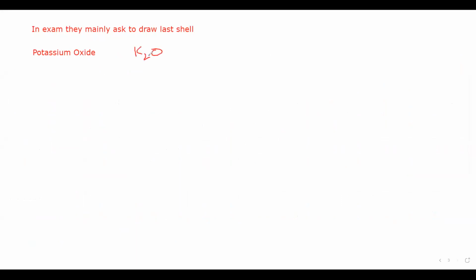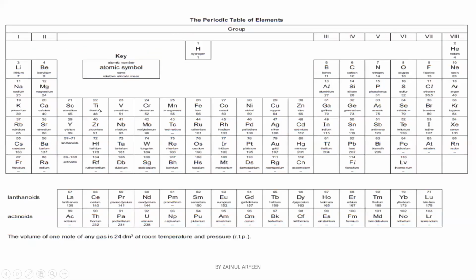In the exam, they normally ask to draw the last shell electrons. So how will you know how many electrons are there in the last shell? For that, you just have to check the group number. The group number shows the number of electrons. Potassium belongs to group 1, so it has only 1 electron. Oxygen belongs to group 6, so it has 6 electrons in the outermost shell.